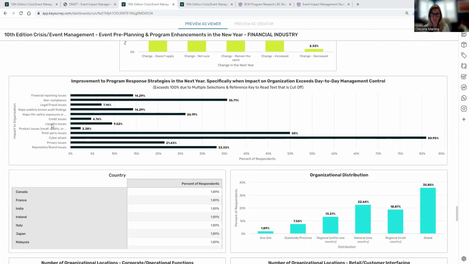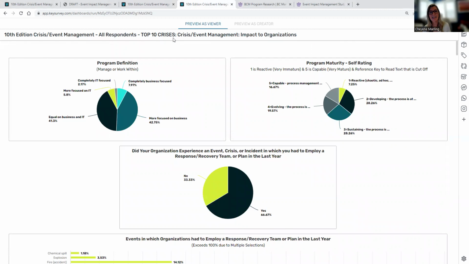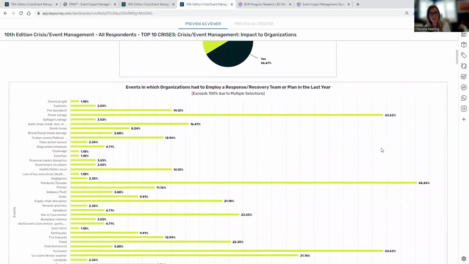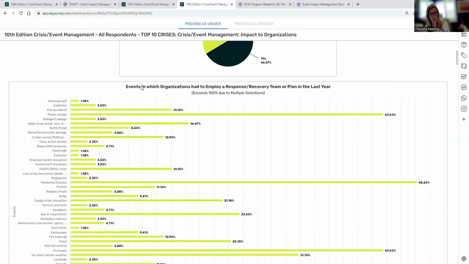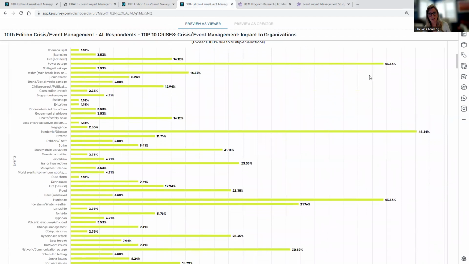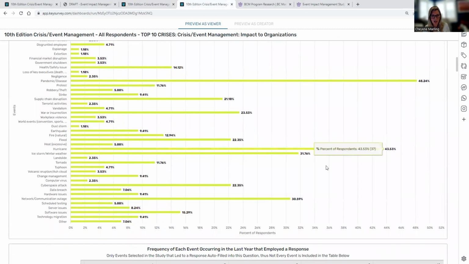The other dashboard that all the study respondents only received was how have the top 10 crises impacted organizations? So here we have the events that did happen in the last year. Now we include all the respondents here, yes, but one thing to really note is to focus on the top 10 events, which were power outage, pandemic, war insurrection, supply chain disruption, hurricane, flood, ice winter storm weather, cyber attack, network communication, software issues. Those were the top 10 events from the last year.